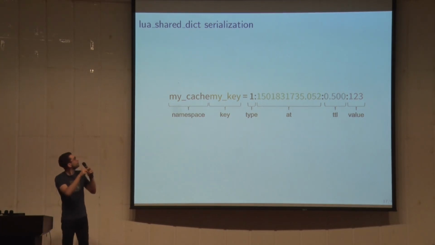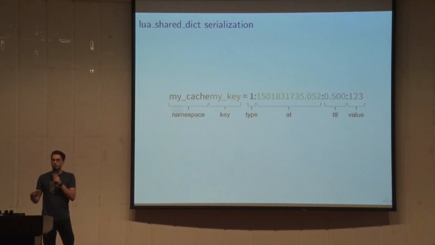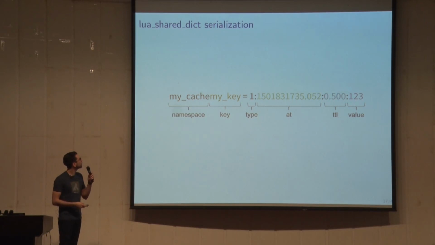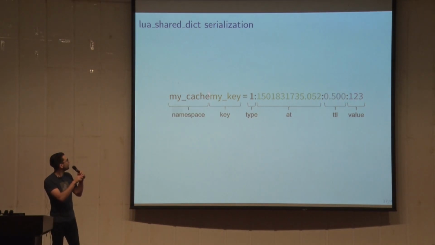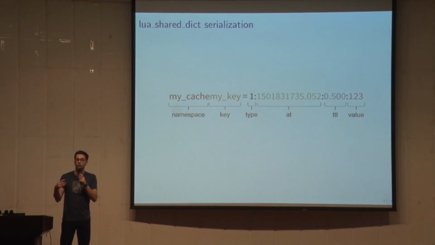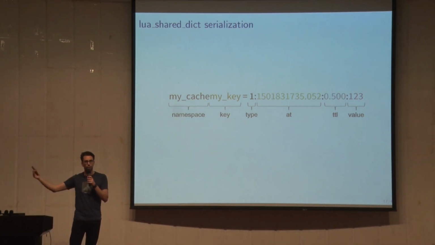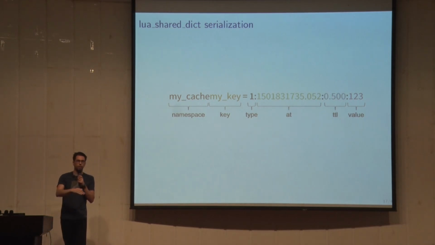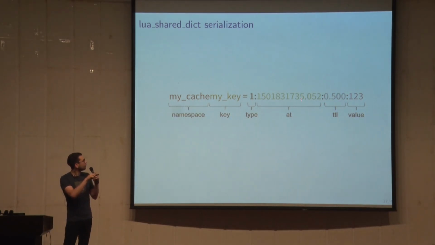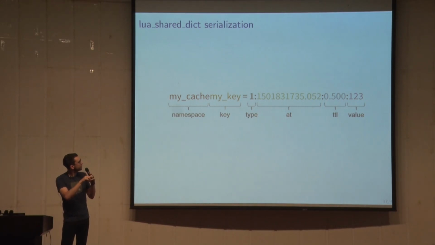So in layer 2, in the Lua shared dictionary, this is how we serialize values. The key will be namespaced by the name of the mlcache instance, so that different instances from different processes can refer to the same values in the shared dictionary. The key itself will be here, and the values will be divided into sections.